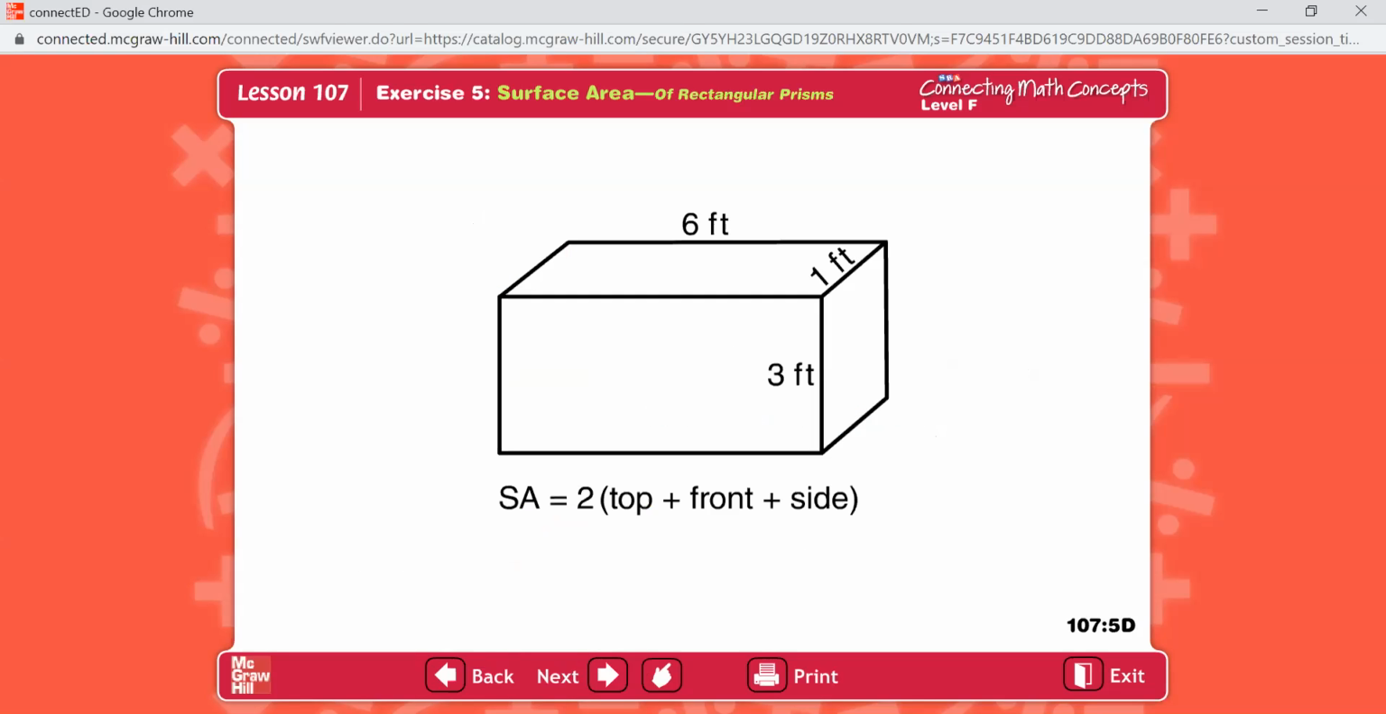New problem. Figure out the area of the top, the front, and the right side, and write the equation for those numbers. The top is 6 times 1, which is 6. The side is 3 times 1, which is 3. And the front is 3 times 6, which is 18. So our equation is 6 plus 3 plus 18. The total of 6 plus 18 plus 3 equals 27. 27 times 2 equals 54 squared feet.